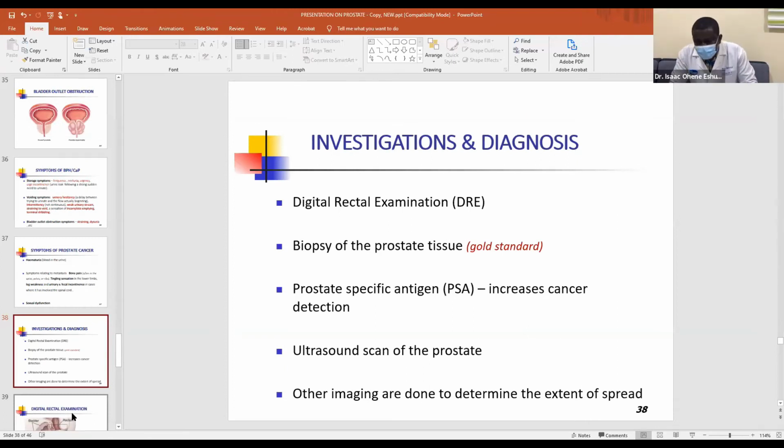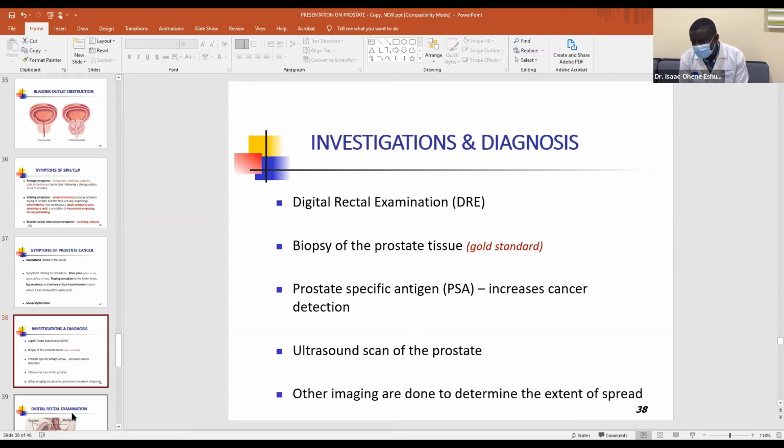Now, how do we investigate and diagnose this condition? We have a series of investigations or modalities. One of them is the digital rectal examination, the DRE. It's a very simple examination technique that could be done in the consulting room. In brief, we'll go to a slide that would explain it better. But the gold standard, if any doctor would diagnose you emphatically with prostate cancer, then it means that doctor might have done a biopsy.